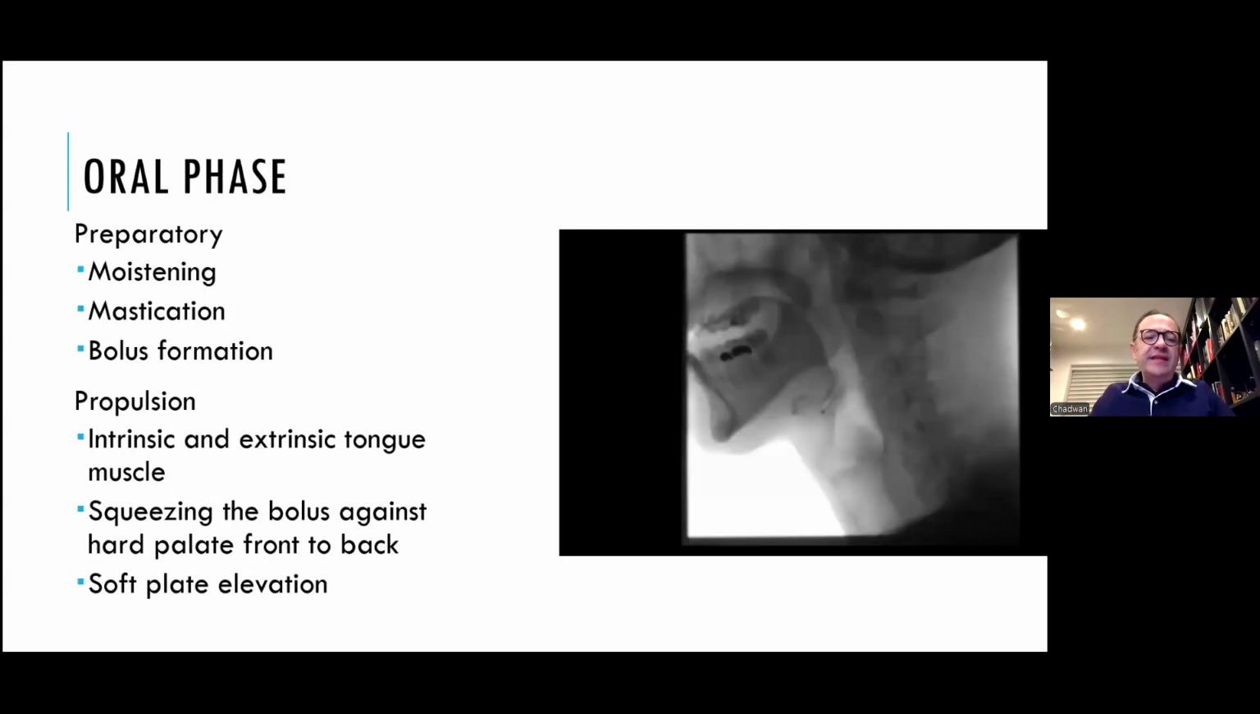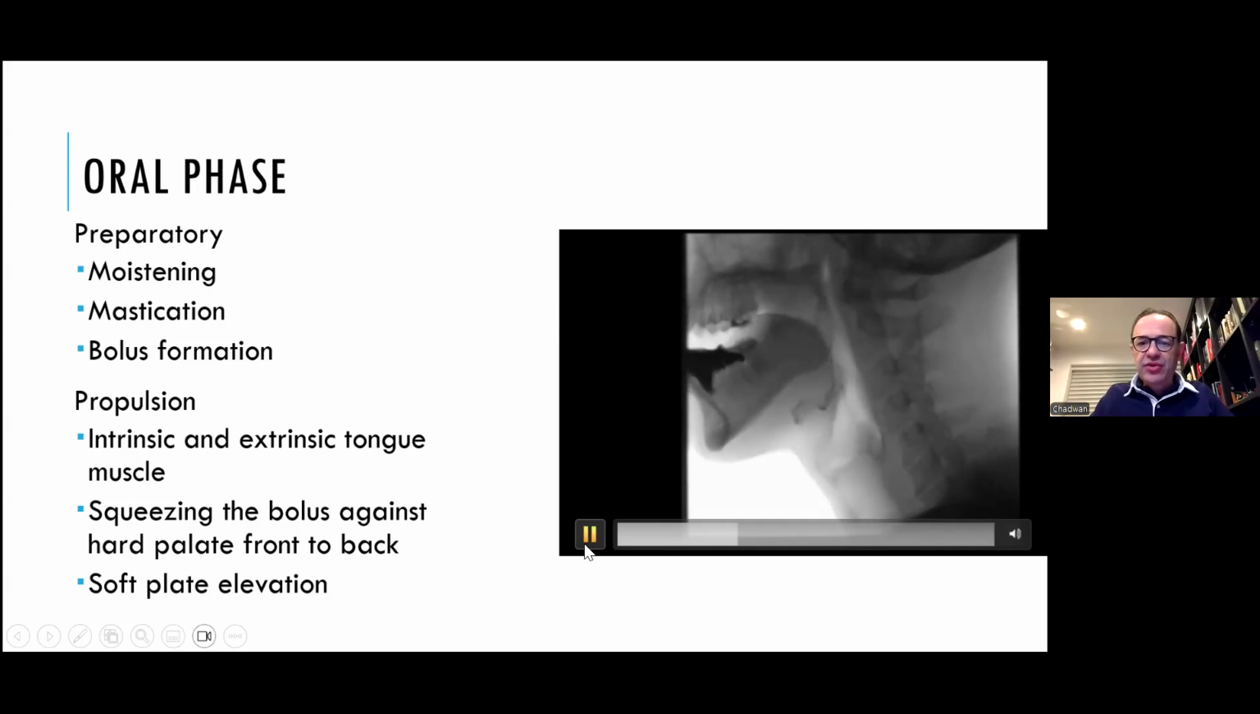The oral phase starts with preparation of the food bolus: moistening with saliva, mastication, and bolus formation using the tongue musculature and the buccal muscles to form one bolus. Then we have propulsion. The muscles of the tongue press against the hard palate, and with a graduated movement, it pushes the bolus backward. You will see that clearly in a videofluoroscopy.